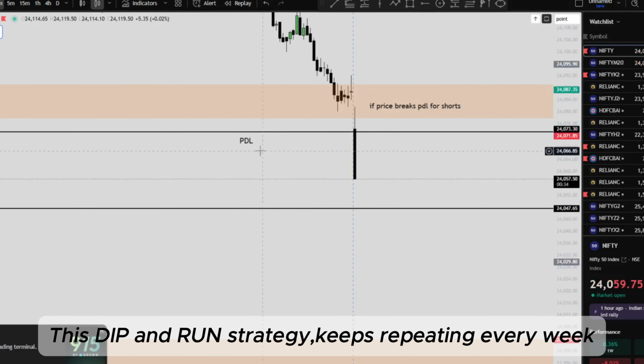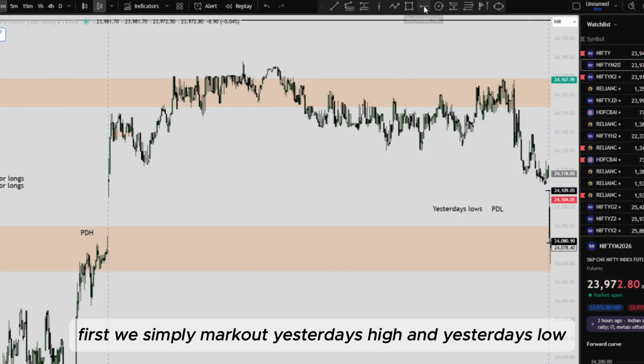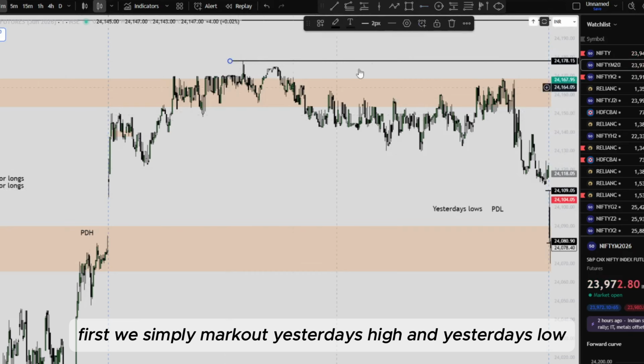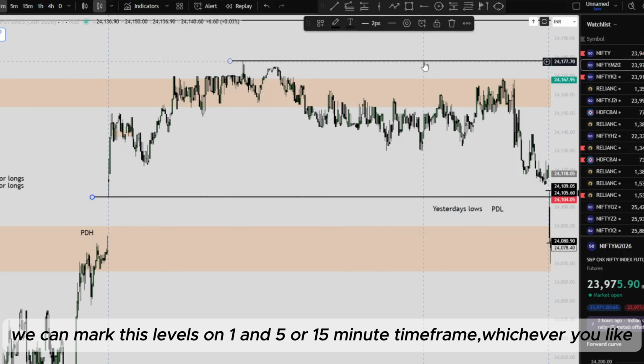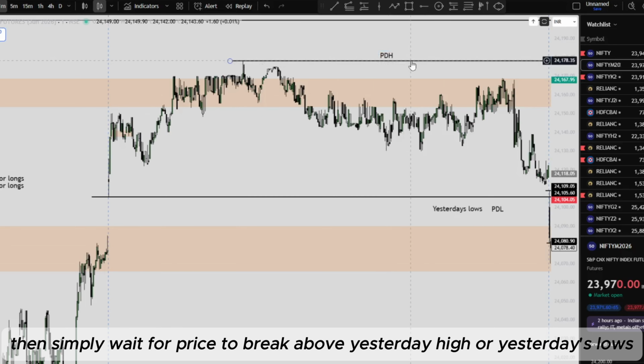This dip and run strategy keeps repeating every week. First, we simply mark out yesterday's high and yesterday's low. Coming into market open in the morning, we can mark these levels on the 1, 5 or 15-minute time frame, whichever you like. Then simply wait for price to break above yesterday's high or yesterday's low.